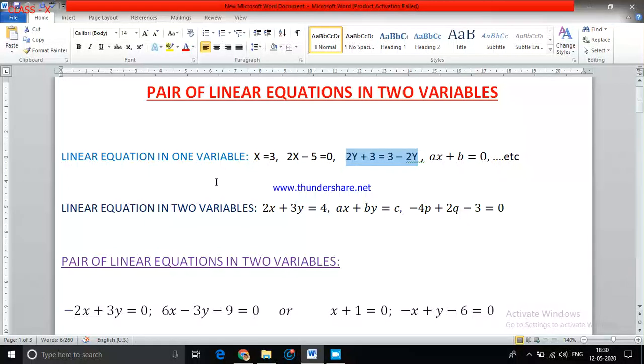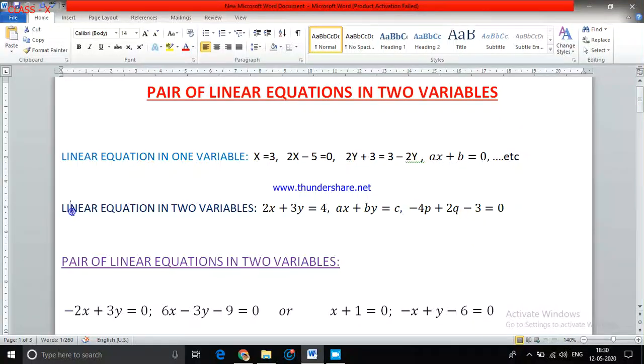Now this is the linear equation in one variable. Why are we saying one variable? Because here only x or y is the variable. In the first equation x is the variable, here also x is the variable, and in this equation y is the variable. Okay, there is only one unknown value, that we call a variable.